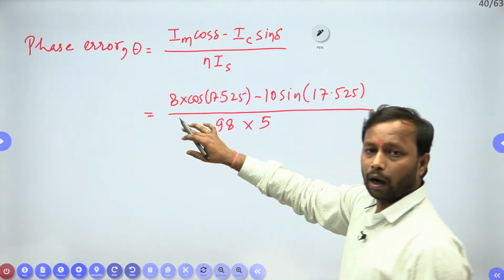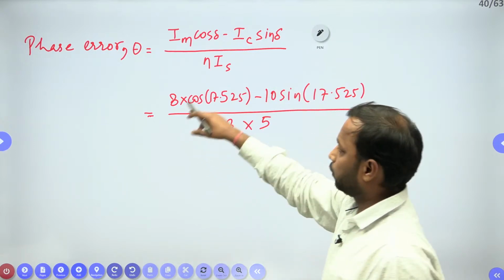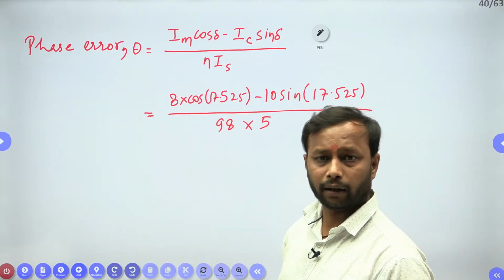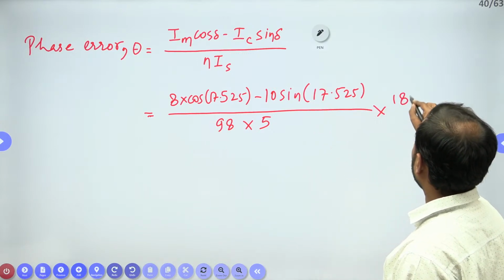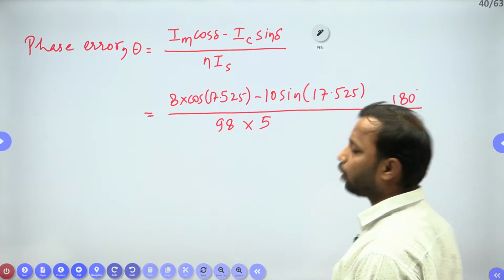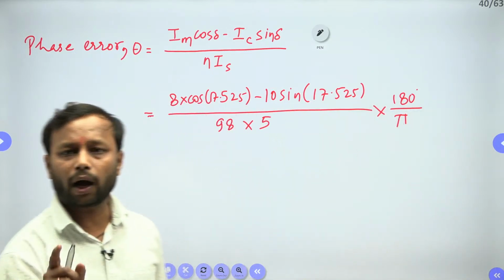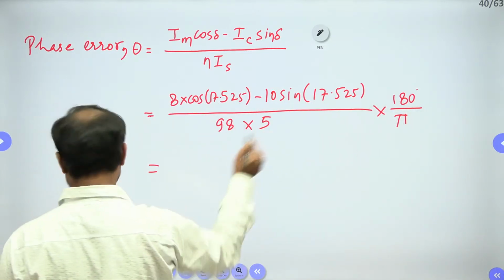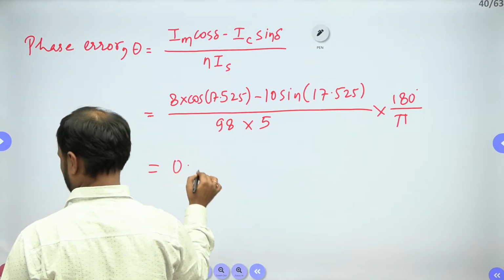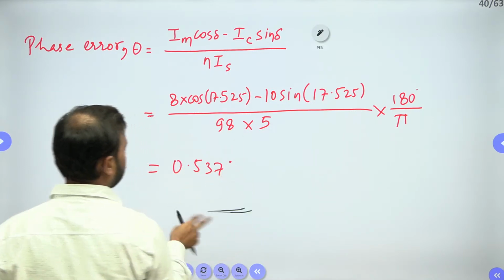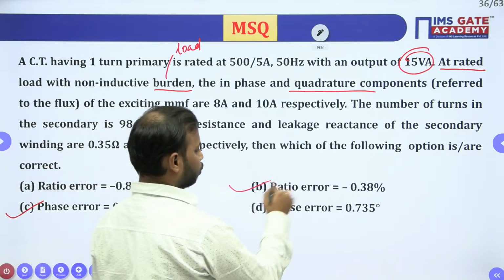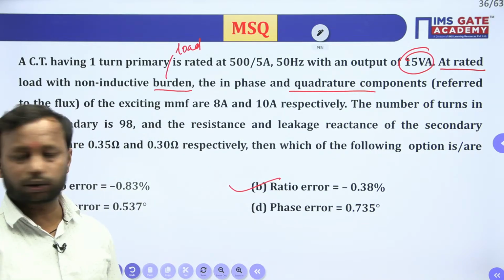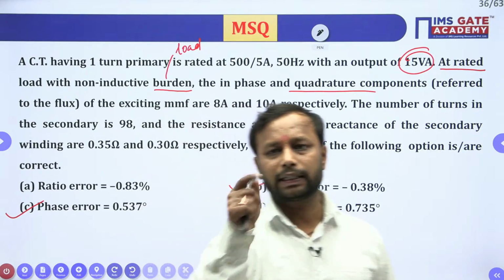So whatever value you are getting, that will be in radian. Now you need to convert this radian into degree, because whatever values are given in the options are all degree values. So when you solve this, you will get the answer as 0.537 degree. So this is given in option C, and minus 0.38. So the correct answer for this question is option B and option C.